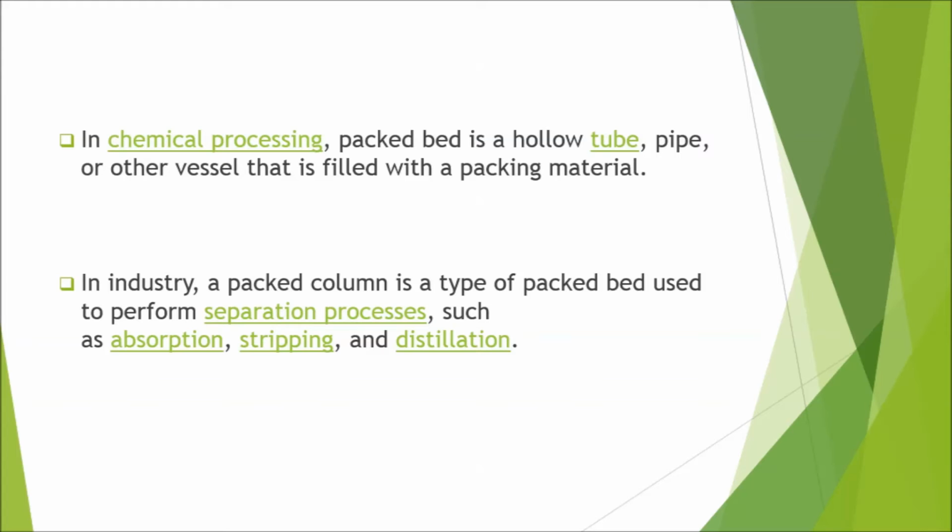In chemical processing, a packed bed is a hollow tube, pipe or other vessel that is filled with a packing material. The packing can be randomly filled with small objects like Raschig rings, or else it can be a specifically designed structured packing. Packed beds may also contain catalyst particles or absorbents such as zeolite pellets, granular activated carbon, and etc. In industry, a packed column is a type of packed bed used to perform separation processes such as absorption, stripping, and distillation. A packed column is a pressure vessel that has a packed section.